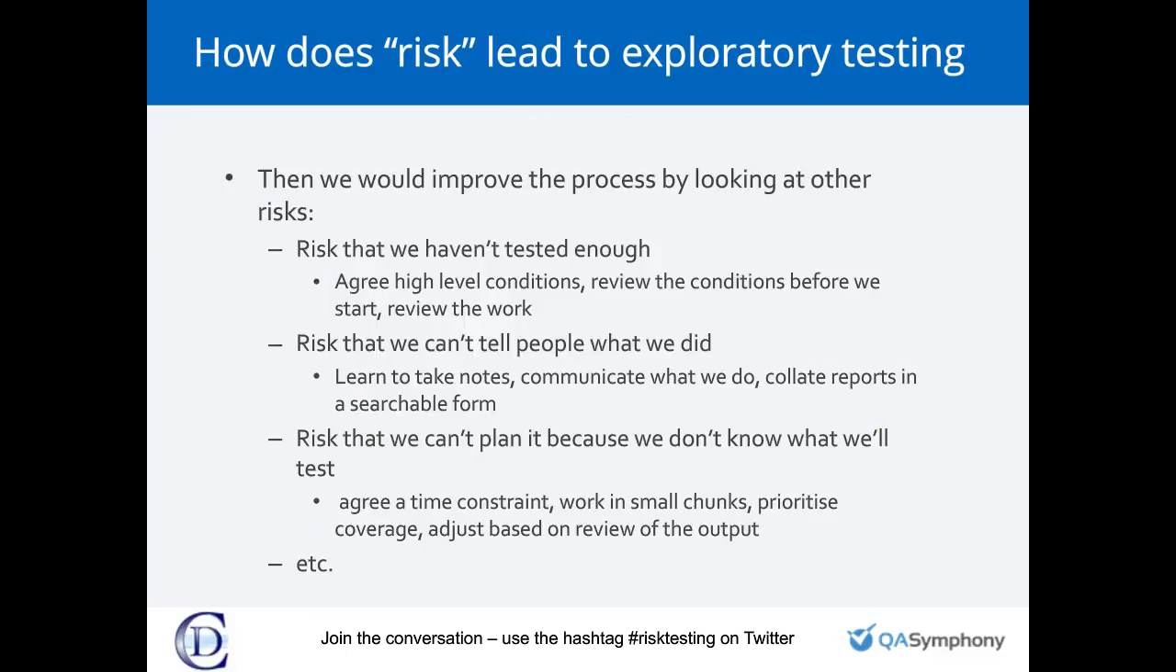Once we've built a basic process around what we are most concerned with, we can then start refining our process in terms of looking at other risks that manifest or that we identify. There's a risk that just because we're looking at functions, we might not have tested enough. Therefore, we'll agree high-level conditions in advance, we'll review them, make sure they're important, and we'll do work and then review what we've done, and make sure we do that iteratively. If we can't tell people what we're doing, we'll learn to make notes. If we can't plan, then we'll agree some time constraints, we'll do something, we'll report back on it. And this is very like the exploratory test management processes that you see documented, because they're targeting risk. They're not targeting need.